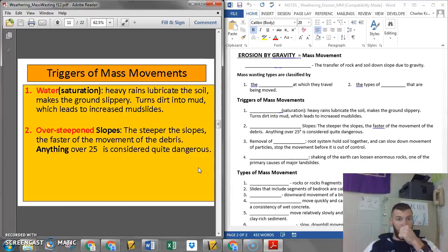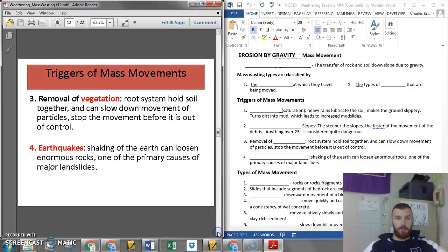So what are triggers of mass movements here? So water or saturation. Heavy rains can lubricate the soil, which makes the ground slippery. It turns dirt into mud, which leads to increased mudslides and can cause transportation of these materials to speed up. Or oversteepness of slopes. So the steeper the slope, the faster the movement of the debris. So anything over 25 degrees in steepness of a slope is considered dangerous.